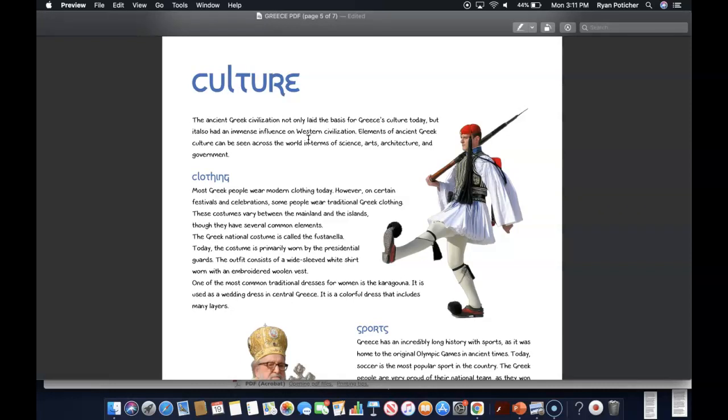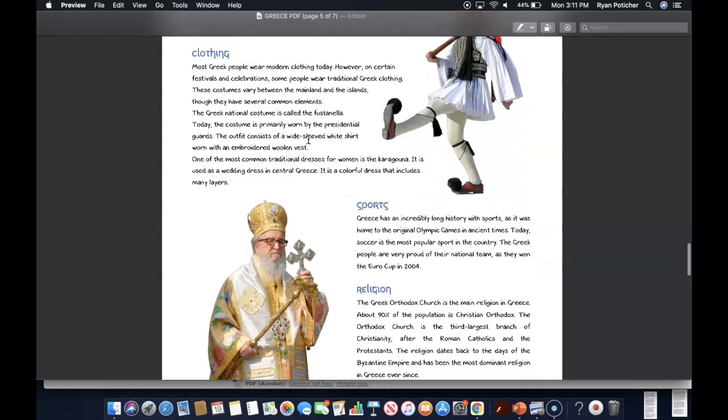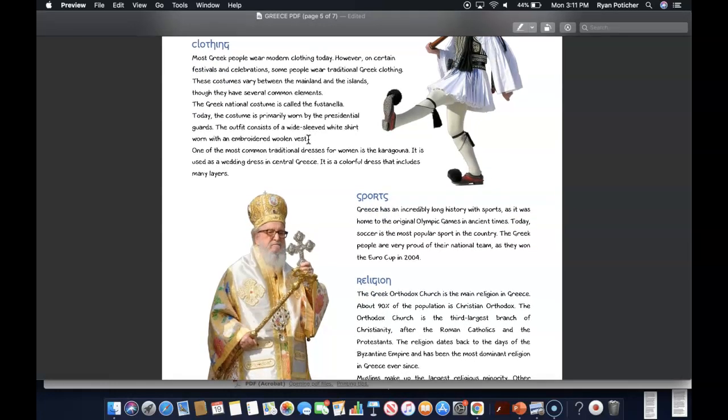Let's move on to the next reading about Greek culture. The ancient Greek civilization not only laid the basis for Greece's culture today, but it also had an immense influence on Western civilization. Elements of ancient Greek culture can be seen across the world in terms of science, arts, architecture, and government.